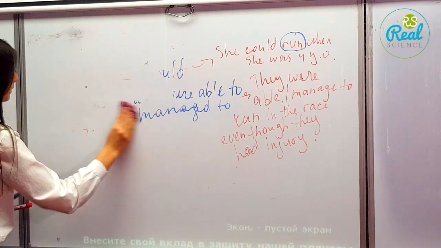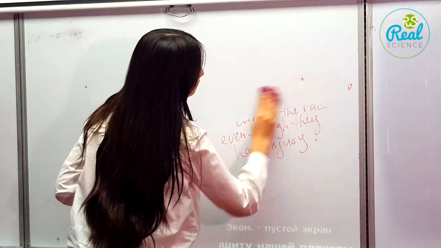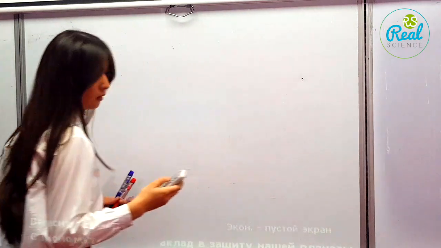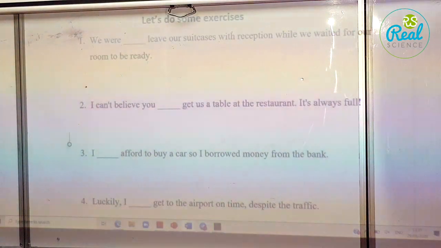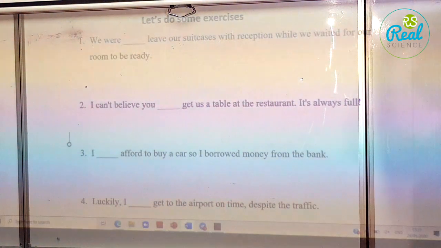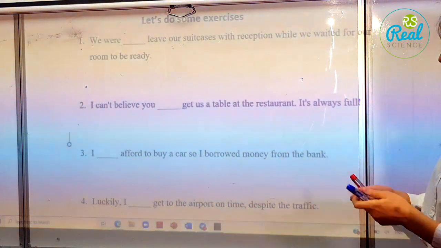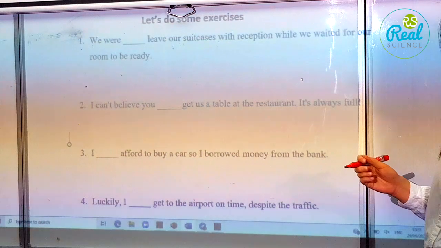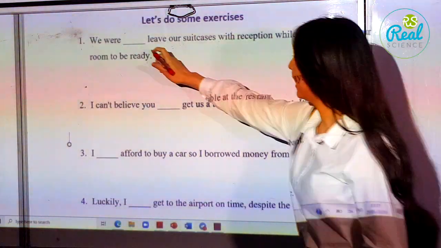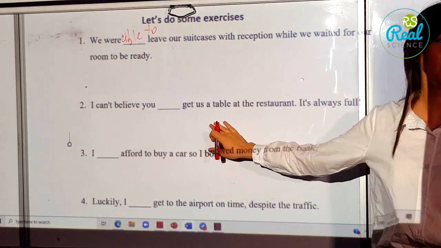I will erase it quickly. Okay, let's start from the first one. We stopped at Asadbek. Can you read, Asadbek? We were able to leave our suitcases with the reception while we waited for our room to be ready. We were able to, yes? Good job.